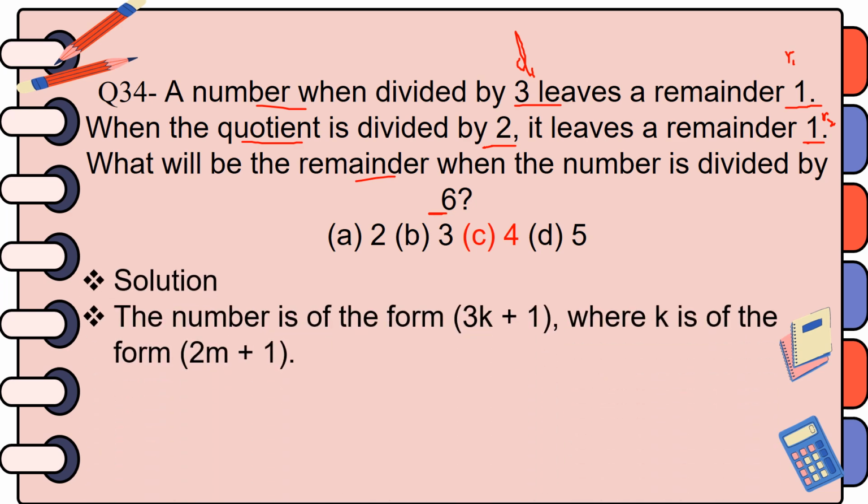From the first information, there is a number. When we divide that number by 3, divisor is 3, we get a remainder and there is a quotient. Let's represent the quotient by K. Divisor times quotient plus remainder is the number, so you can write the number in this form: 3K plus 1. 3 is the divisor, K is the quotient, and 1 is the remainder.